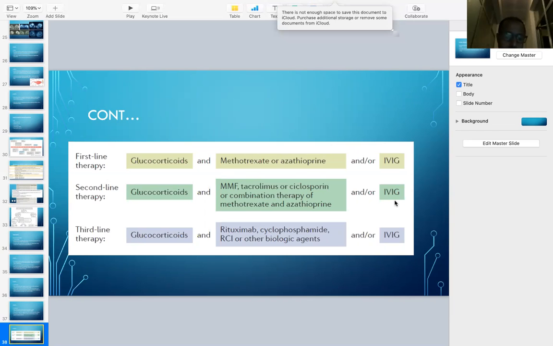The third-line agents are glucocorticoids plus rituximab. Biologic agents come into the picture, cyclophosphamide or corticotropin injection, and all other biologic agents can be used. Investigational studies can be used as a third-line agent.